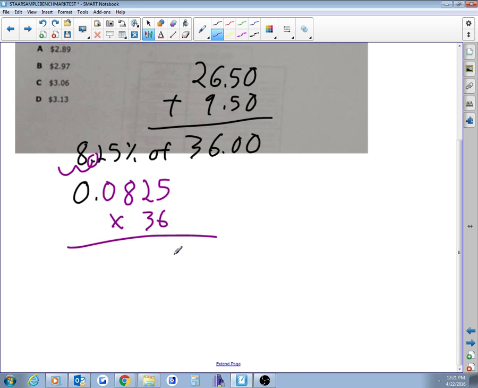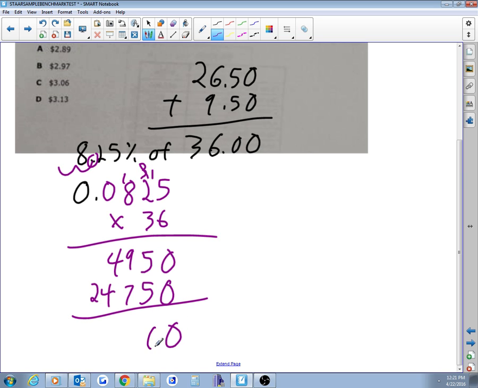So 6 times 5 is 30, carry the 3. 6 times 2 plus 3 is 15, carry the 1. 6 times 8 is 48, plus 1 is 49. Mark my spot. 3 times 5 is 15, carry the 1. 3 times 2 plus 1 is 7. 3 times 8 is 24. We're going to add these up. We get 0, 10, carry the 1, 17, carry the 1, 9, 2. We're going to bring this guy back. 1, 2, 3, 4. 1, 2, 3, 4.